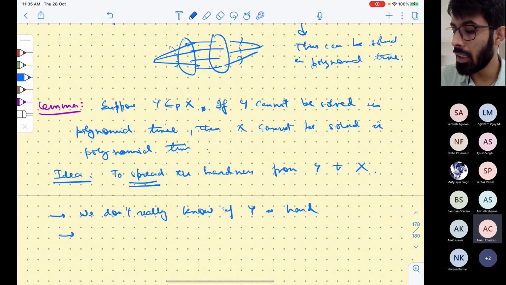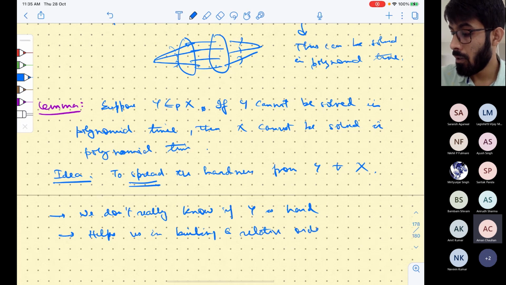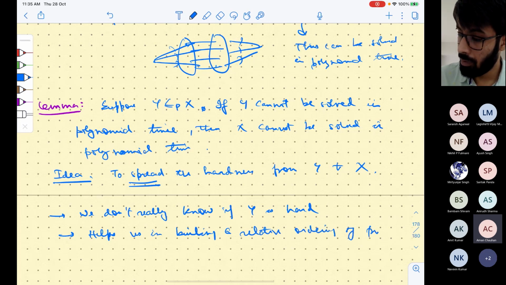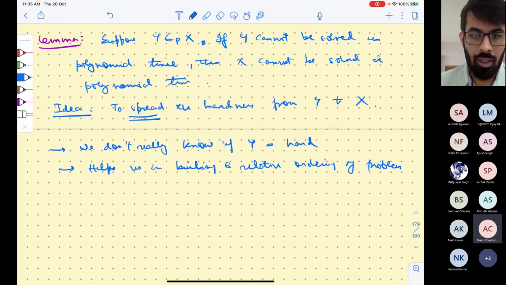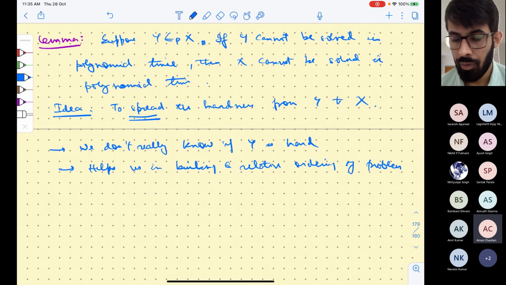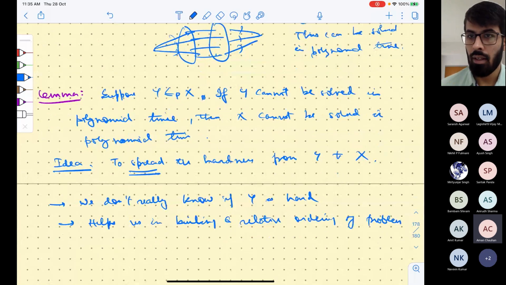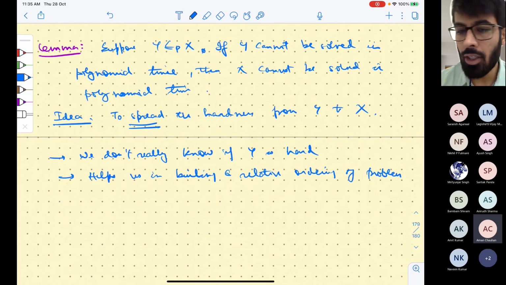But this helps us in building a relative ordering of problems. Okay. So any question about this contrapositive of the earlier lemma? Okay, so if not, let's look at some reductions now.